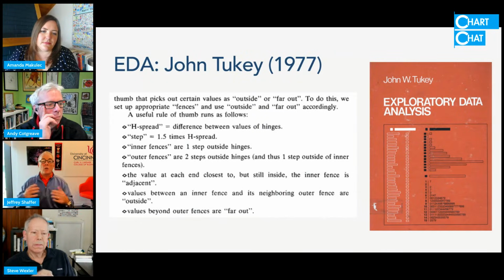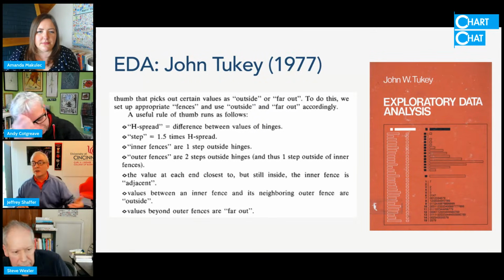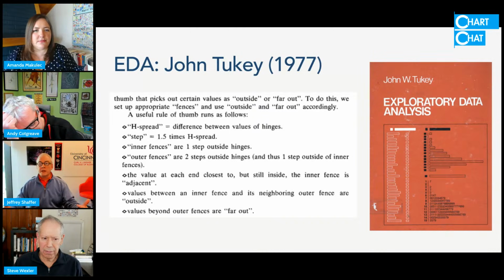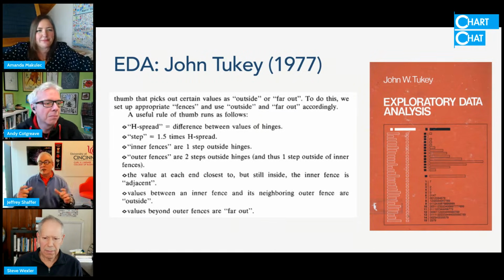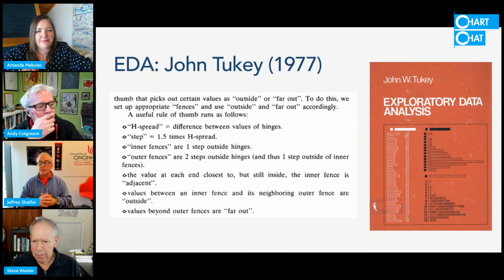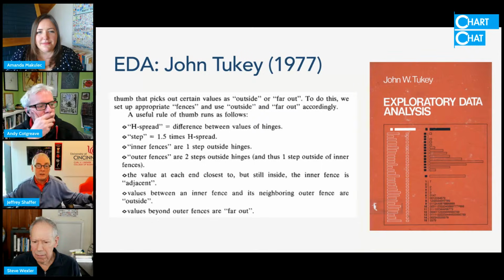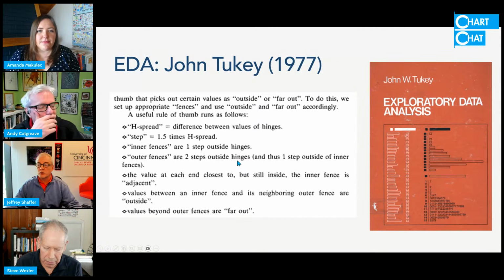Today, we call that 1.5 times IQR and 3 times IQR. The IQR, he called this step and the H spread. He didn't really call it the interquartile range in his book, but he has the 1.5 times the H spread. So that's 1.5 times the IQR. And this is in his book. It's freely available online as a PDF, so you can check it out.